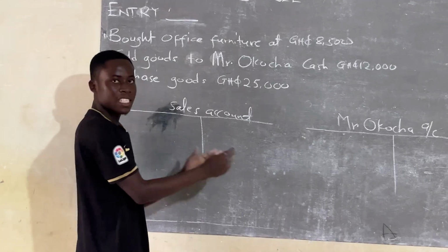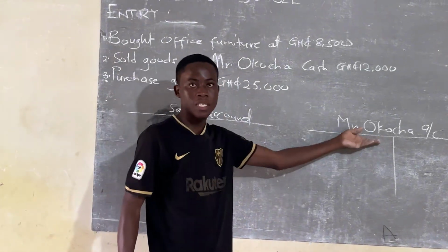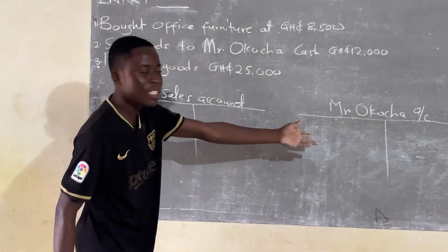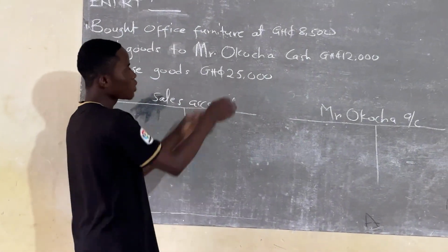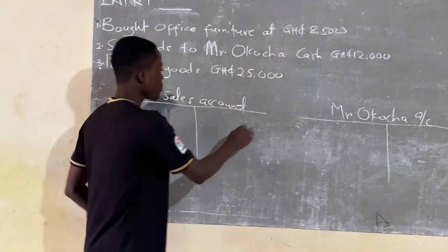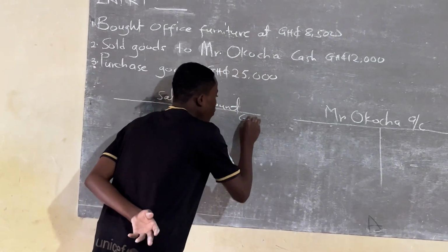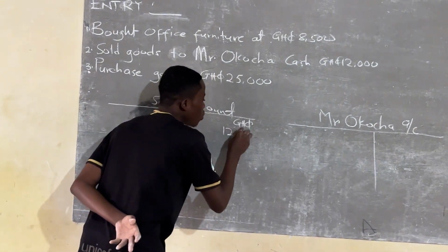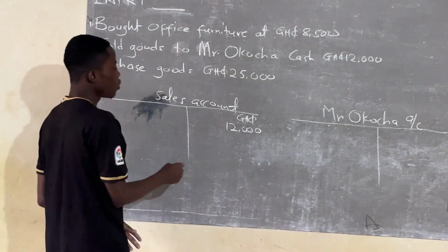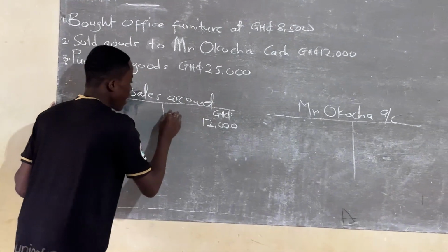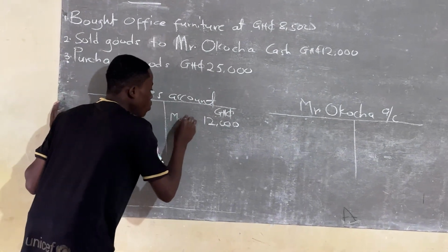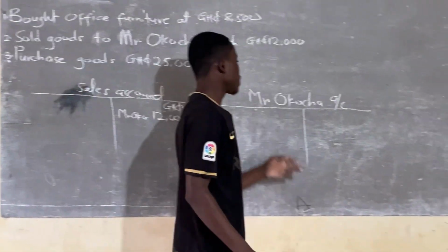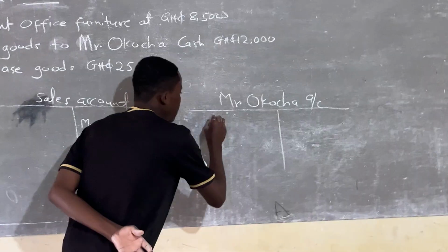So we are giving to Mr. Okocha: sales is giving and Mr. Okocha is receiving. So here is the case, you credit the sales account and debit Mr. Okocha's account with the amount involved in the transaction. So we have our 12,000 credited to the sales account and the narration will be Mr. Okocha. And then Mr. Okocha receiving, we have sales.